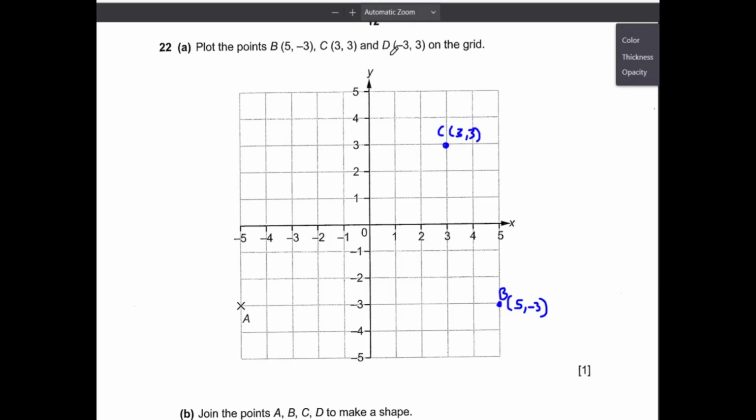After that, we go to the last point, D, which is (-3, 3). We go to -3 on the x-axis, and 3 on the y-axis. The intersection of the two points together is going to be here. So this is point D, which is (-3, 3). So this is how we plot the points.